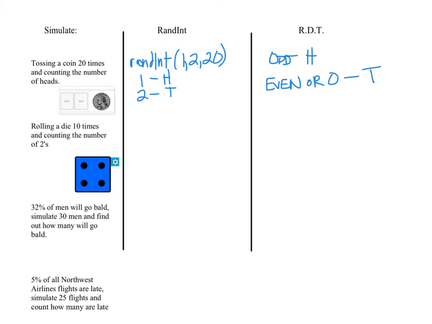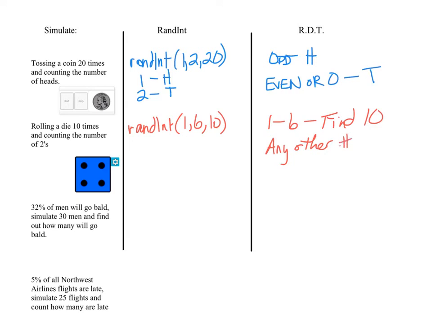All right, rolling a die 10 times and counting the number of 2s. Okay, so using the calculator, this would be easy enough. We do randint 1, 6, 10. And of course, we would just count the 2s. Easy enough. On the random digit table, we look for the numbers 1 through 6. Okay? And we find 10 of those in a line. And any other numbers we'd ignore. We'd just skip them. Okay.